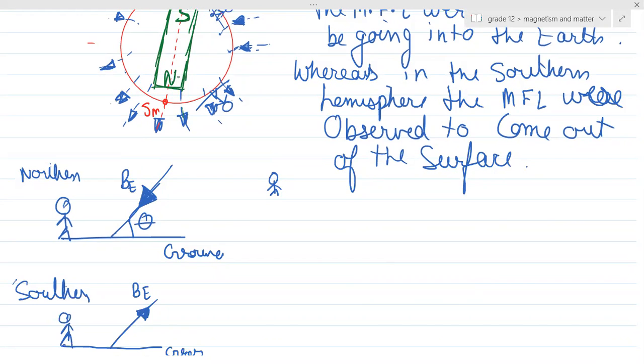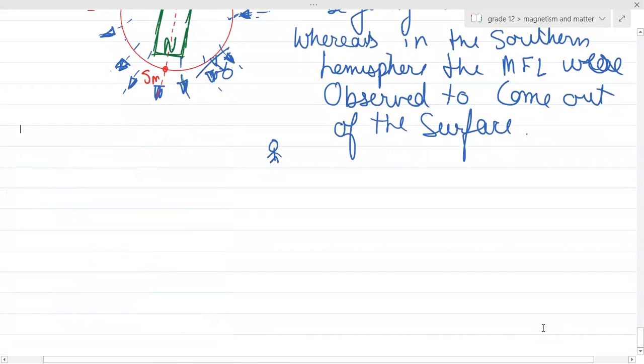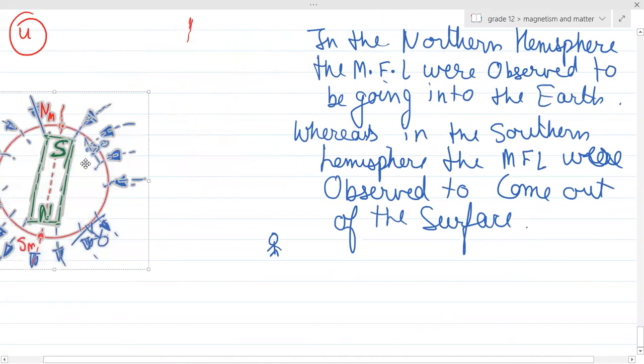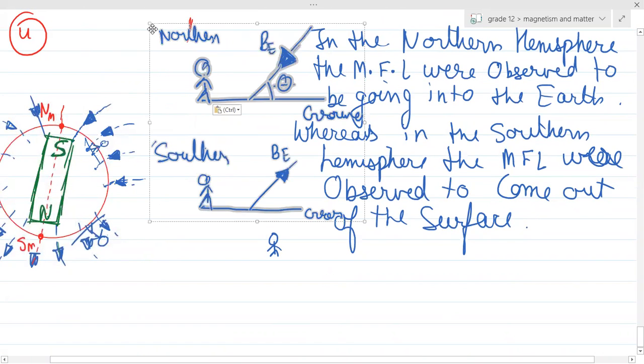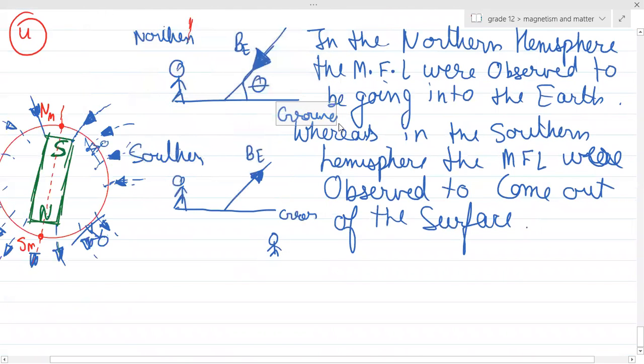Let's go. Remember this a little. I told you about this particular thing: if it goes into the ground, let me draw it over here. What does B subscript E represent? This is the Earth's magnetic field.